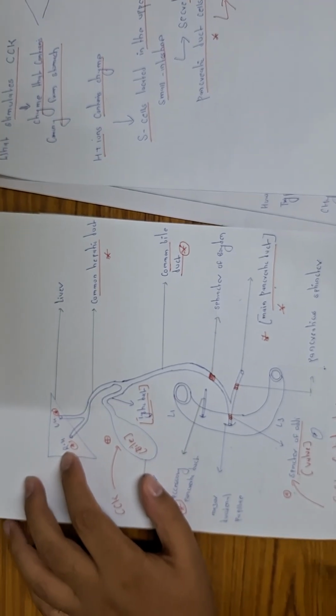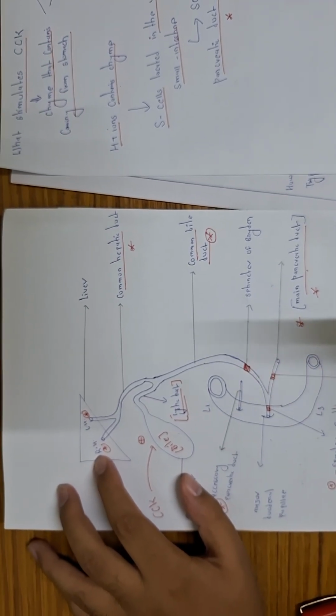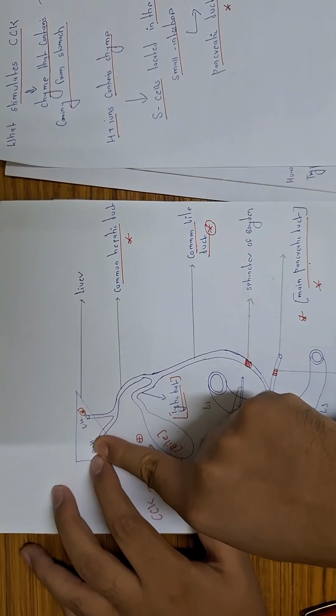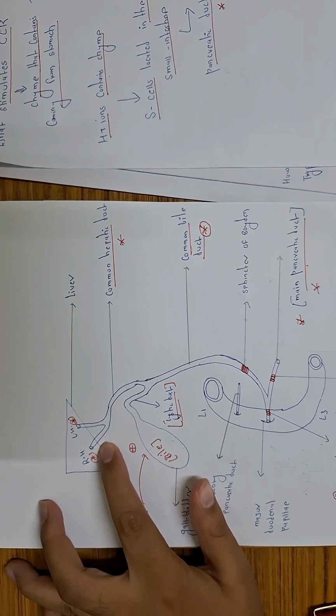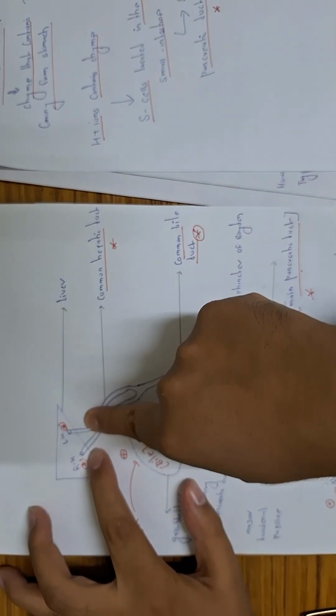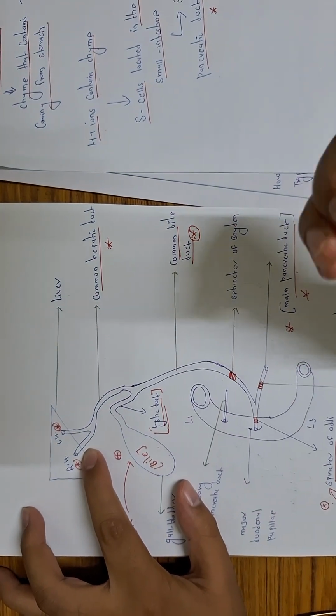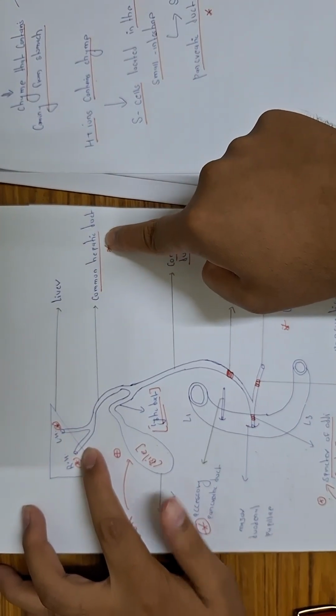This is the liver, and from the liver two ducts arise. What are they? The right hepatic duct and the left hepatic duct. We can see them in the figure. Yes or no? Yes. Then both ducts join together to form a common hepatic duct.